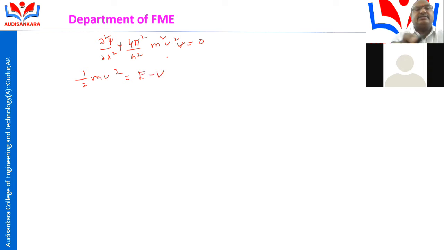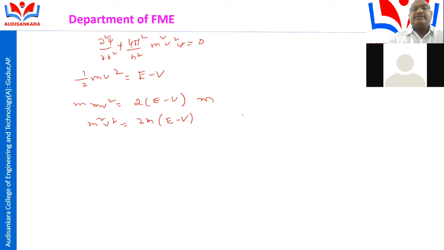The potential energy is E minus V. That means m v square is equal to 2 into E minus V. Then multiply both sides by the mass of the particle. There is no change in the equation. That is m square v square is equal to 2m into E minus V.